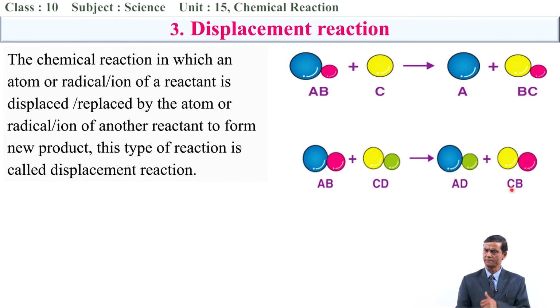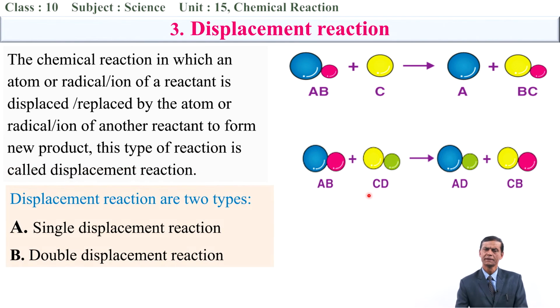Dear student, then what is displacement reaction? The chemical reaction in which an atom or radical or ion of a reactant is displaced or replaced by the atom or radical of another reactant to form a new product, isn't it, which is represented clearly by this first example. So this type of reaction is called displacement reaction. So according to this example, do you know what are the types of displacement reaction then? Is it only one type or two types? This is one type, this is another type.